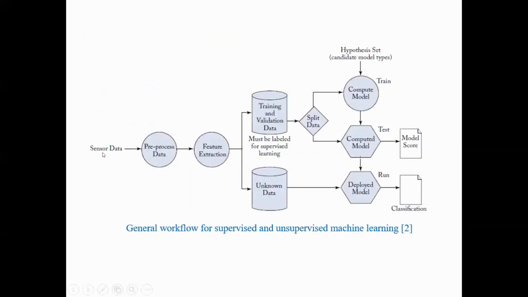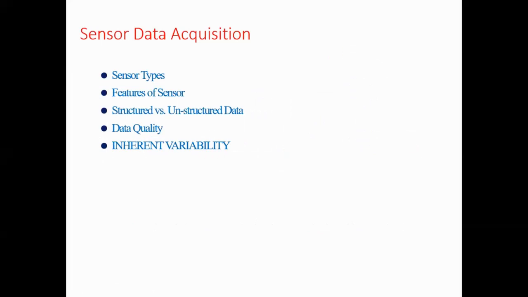Hence, once we go for sensor data, we go for sensor data acquisition. How will we collect sensor data? It depends on the sensor types, and based on that you can get different types of data. Not all data are the same. Then come the features of the sensor, and whether it is structured or unstructured data. Data quality depends on quality and inherent variability also. A temperature sensor's data is structured, but if you are considering images or motion data, then it is unstructured.